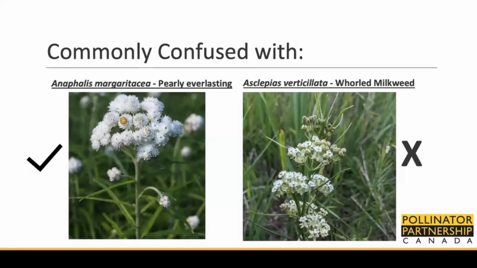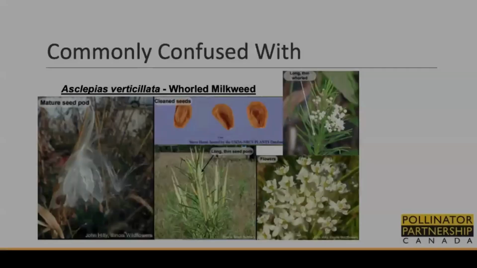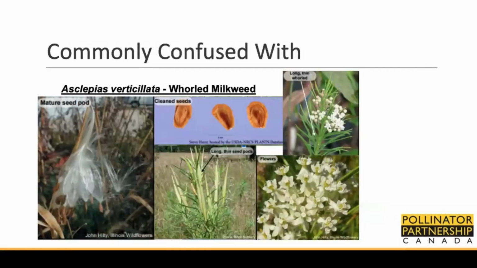Pearly Everlasting can sometimes be confused with whorled milkweed. This is another plant that's considered to be rare in Ontario, so take care not to disturb it if you're unsure. If you take a close look at whorled milkweed, you'll find that the flowers aren't quite as rounded, so they don't have that same pearly look to them as Pearly Everlasting does. They've also got leaves that are thinner and whorled, meaning that the leaves protrude from the same level and go around the stem, kind of similar to the needles of a pine tree.